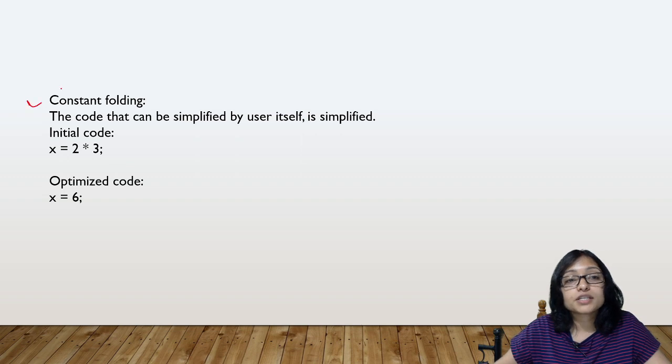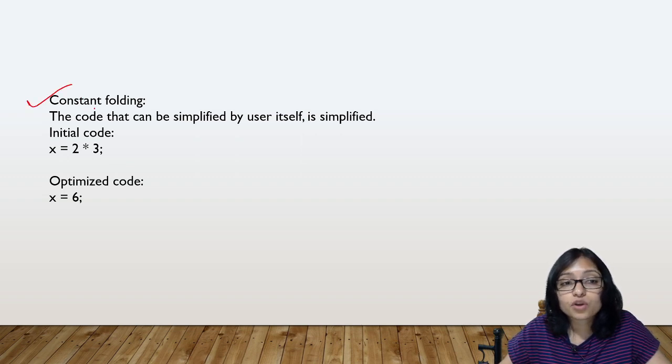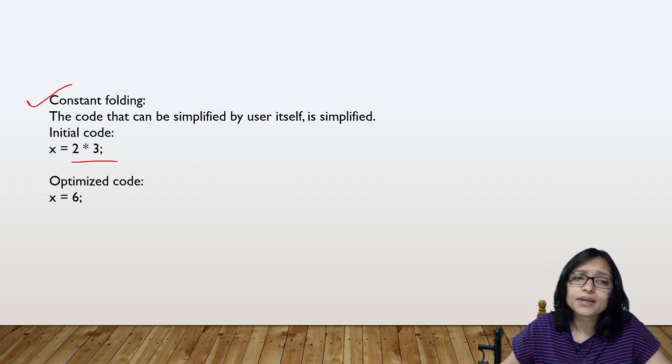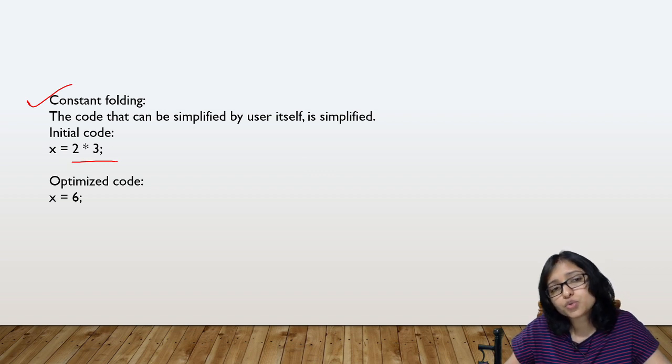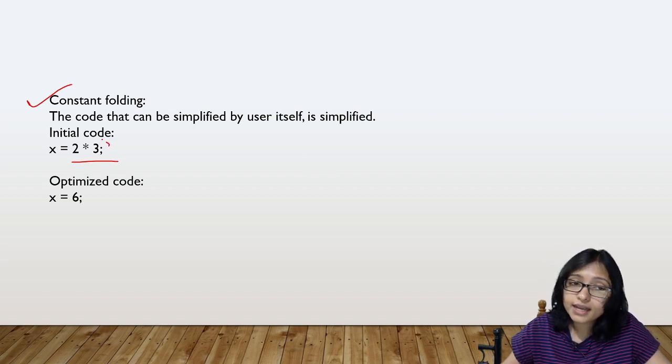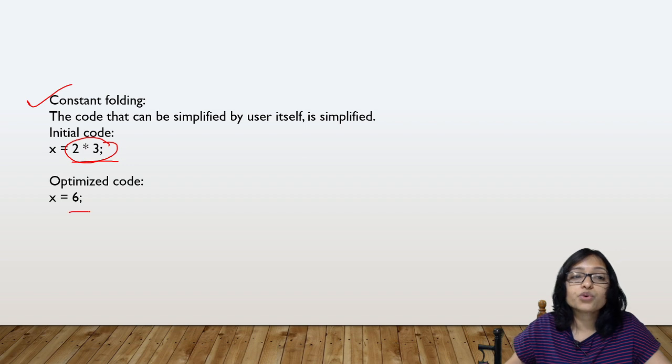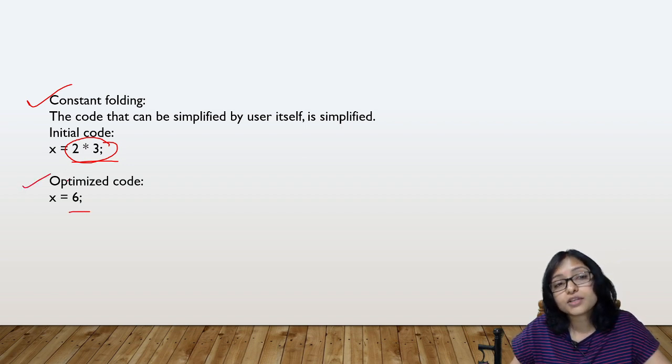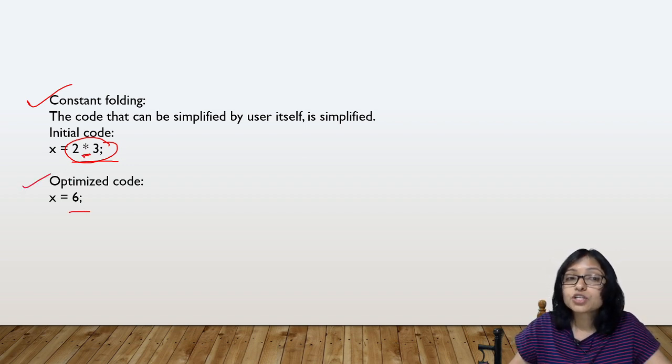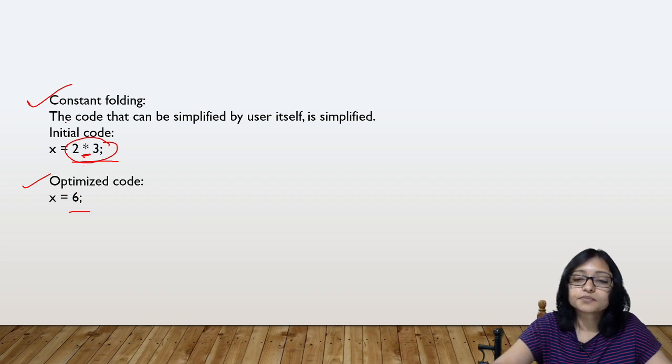Next optimization is constant folding. Constant folding means the multiplication was there, x equals 2 cross 3. Now you directly multiply it and put the value. This is the optimized code. So this multiplication was an overhead for the compiler, which you have done away with, and that is constant folding.